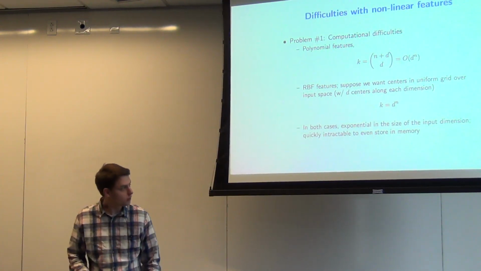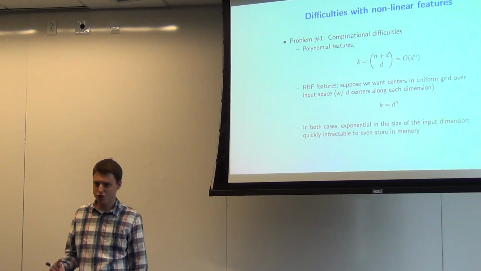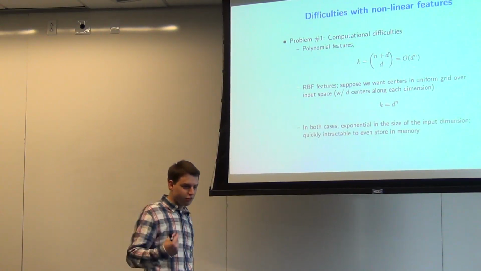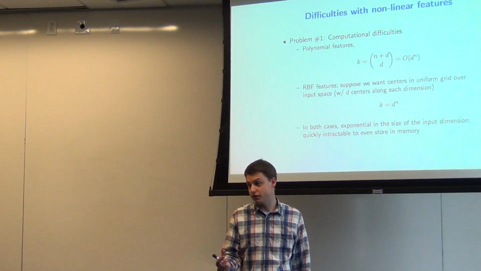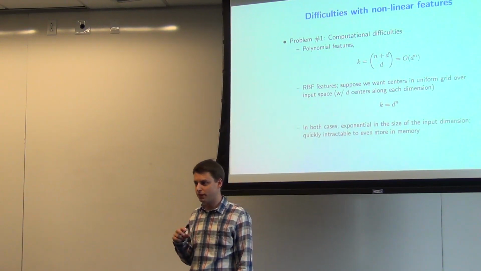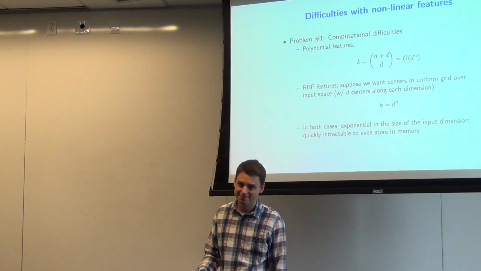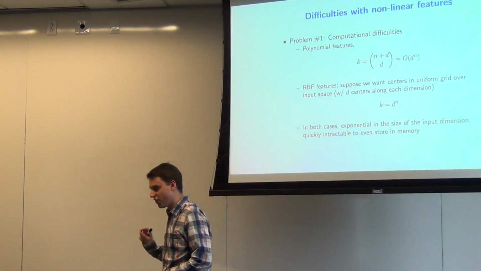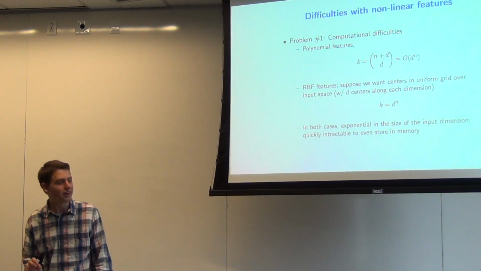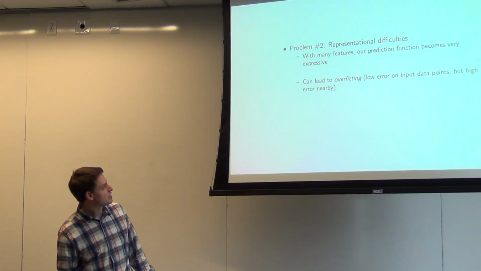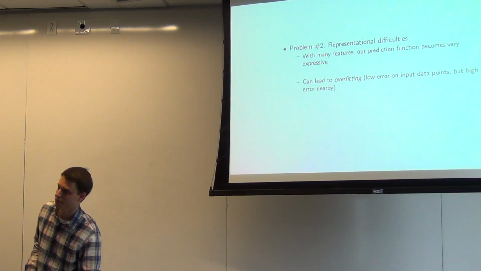All right, so this seems like a problem. It's the first problem: we have a situation where these nonlinear features are very, very powerful, but we might have an issue of being able to even create them. The second problem, which is very different but also equally problematic, is the representational problem.